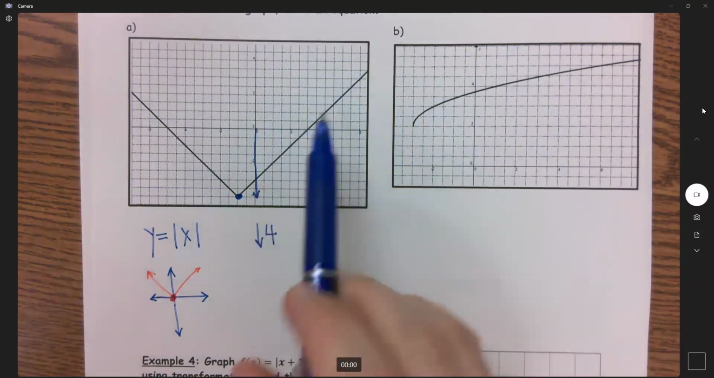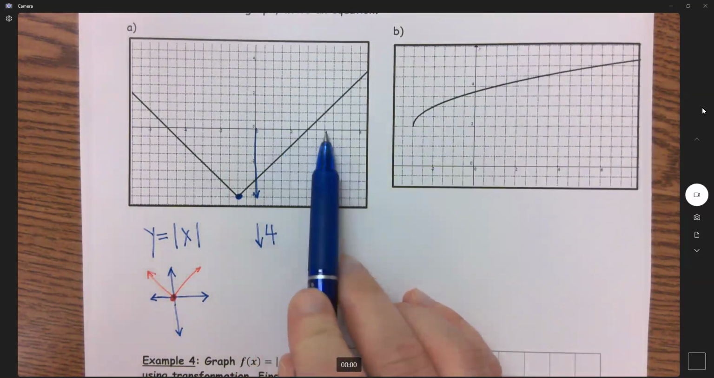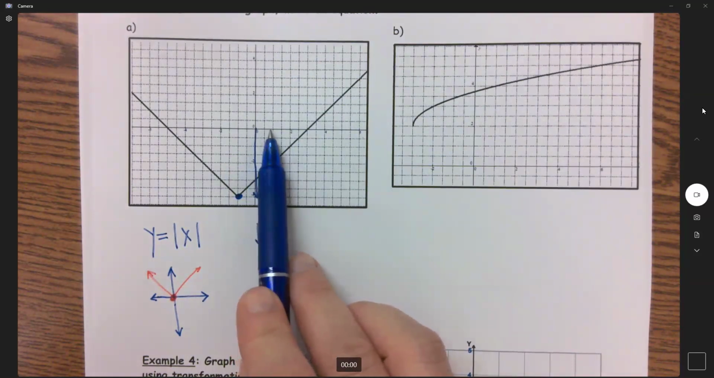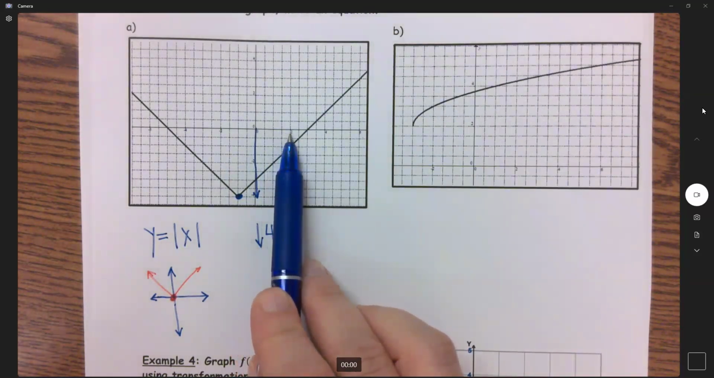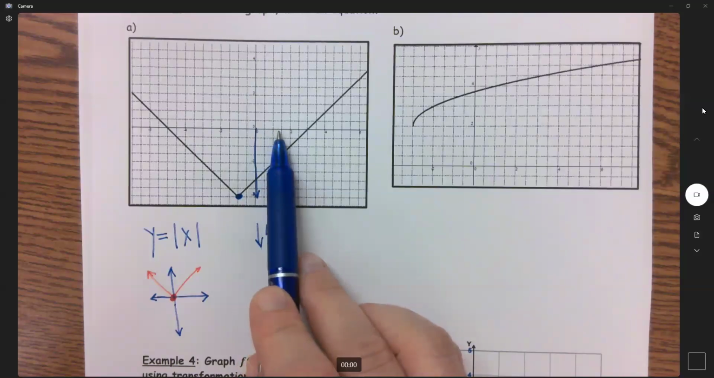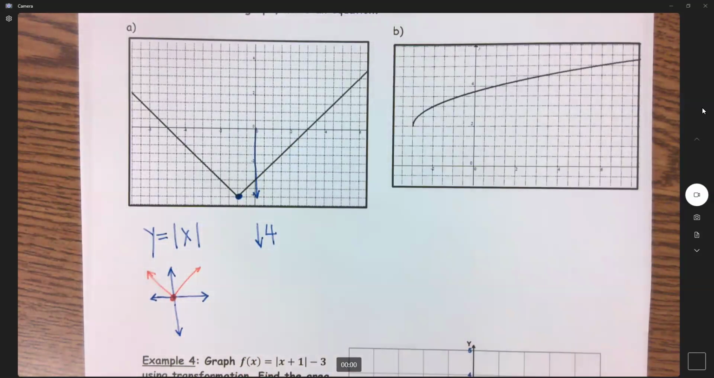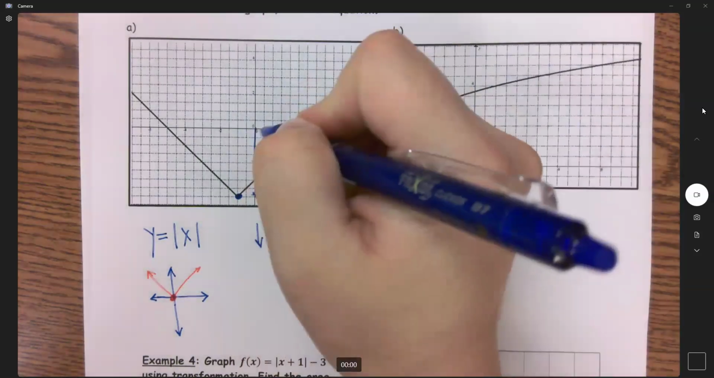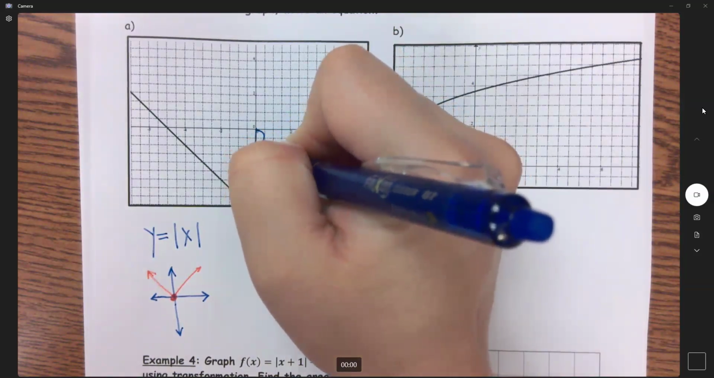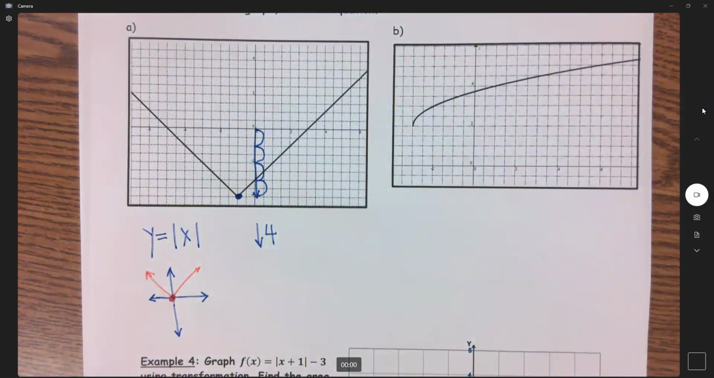If you notice this graph, it's kind of hard to tell, but that's a 2, that's a 4, and then a 6. So if these went by ones, this would be 1, 2, 3, and then 4. So they're not going by ones. So this is 1/2, 1, 1.5, 2, 2.5, 3, 3.5, 4. These are all going by halves. So this one is going down 1, 2, 3, 4 units right there.